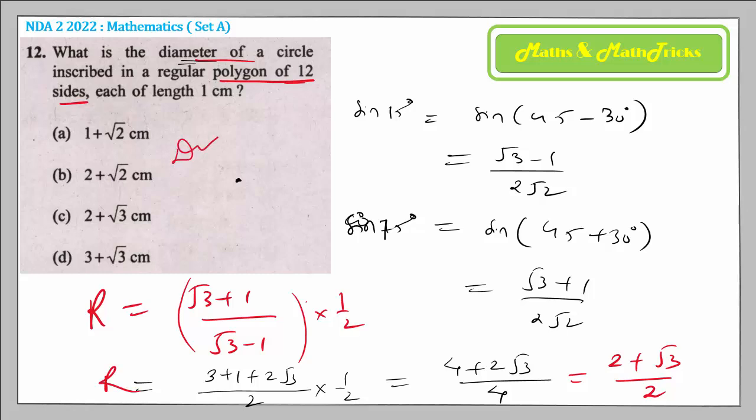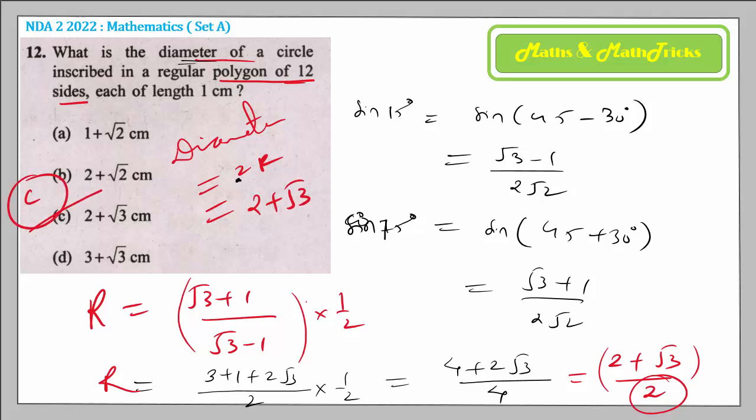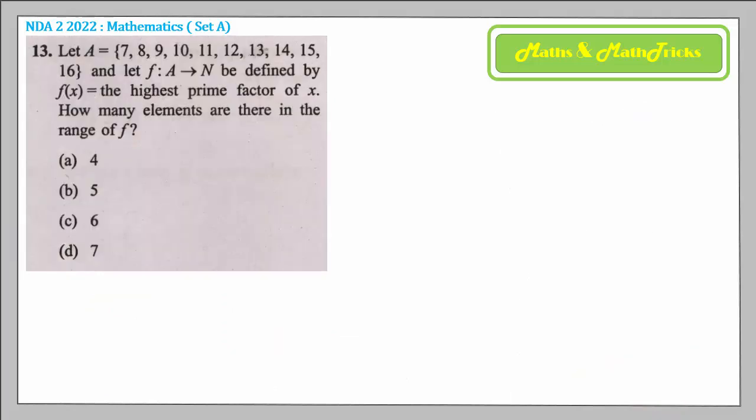But what would be the diameter? Diameter is 2 times the r. So when you multiply by 2, the denominator gets cancelled and you get the answer 2 plus root 3, and hence option C for this particular question. Coming on to the next question, number 13.